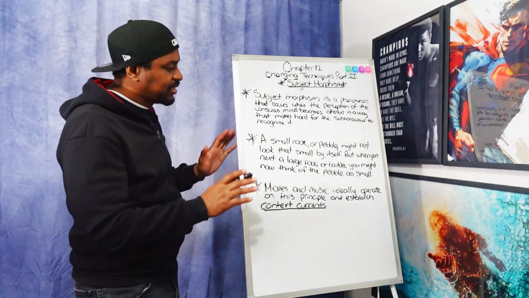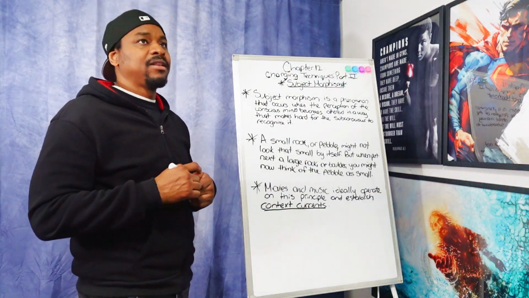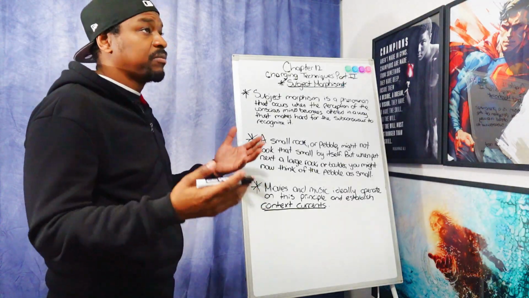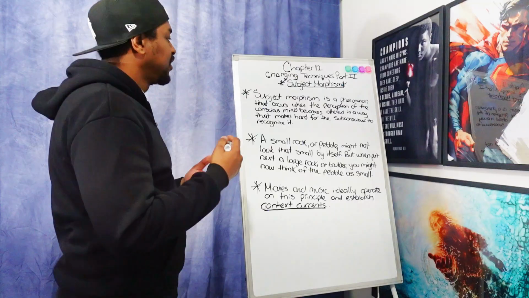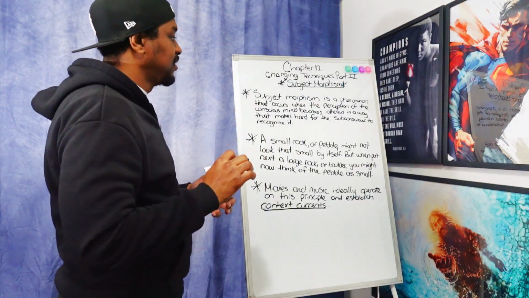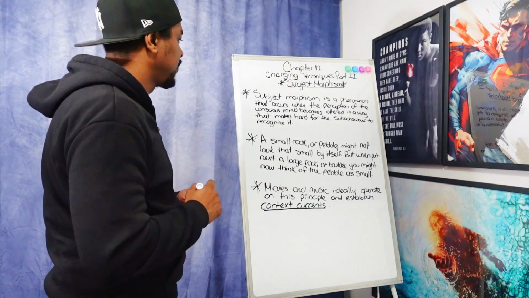That's basically the concept of subject morphism. Again, it's basically the principle that your subconscious can alter your perception in such a way that a subject looks different from the subconscious memory that it was normally associated with.